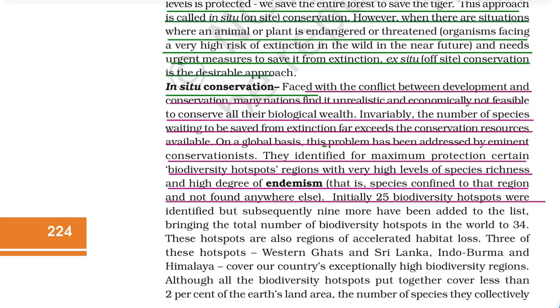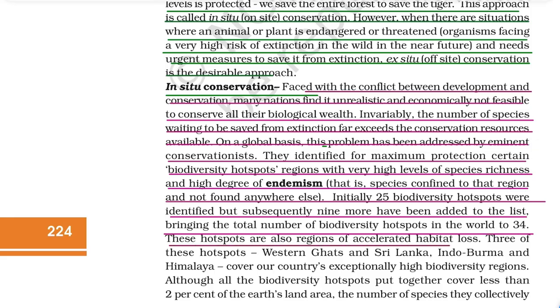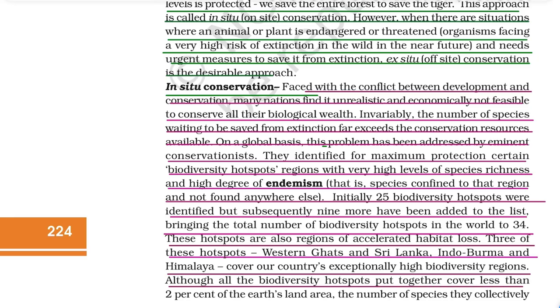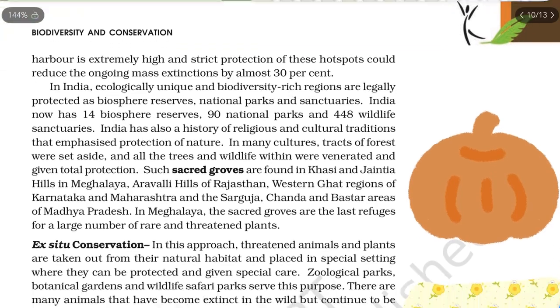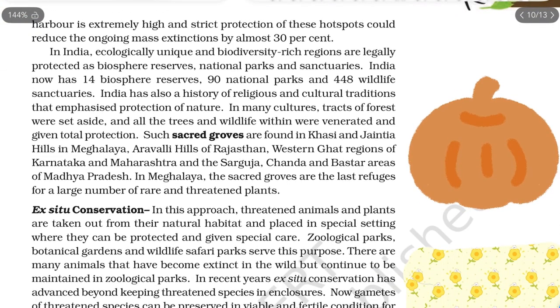Initially 25 biodiversity hotspots were identified, but subsequently 9 more have been added to the list, bringing the total number of biodiversity hotspots in the world to 34. These hotspots are generally also the regions of accelerated habitat loss. Three of these hotspots, Western Ghats and Sri Lanka, Indo-Burma, and Himalaya, cover our country's exceptionally high biodiversity regions. Although all the biodiversity hotspots put together cover less than 2% of the Earth's land area, the number of species they collectively harbor is extremely high, and strict protection of these hotspots could reduce the ongoing mass extinction by almost 30%.